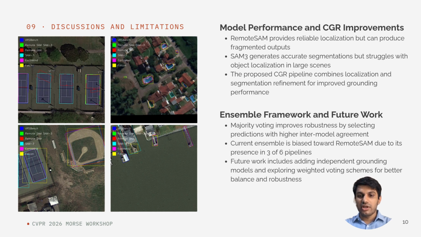For further work, we plan to include more independent grounding models to improve diversity within the ensemble. We also aim to explore weighted voting and confidence-aware aggregation strategies, which could provide a better balance between localization accuracy and segmentation quality while making the framework more robust across diverse remote sensing scenarios.